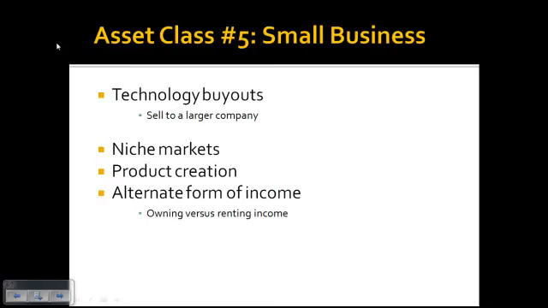All right, and the last one is called a small business. Small businesses are great for a couple of reasons. Number one is that in the case of specific technology companies, you can buy them out and sell them for a nice profit. You don't deal with cash flow. You can just get cash up front. It serves as a niche market for future cash flow, and it provides you with alternate forms of income. I usually call it owning versus renting income, because when you're working for a company you are renting the income, but now you're actually owning it.